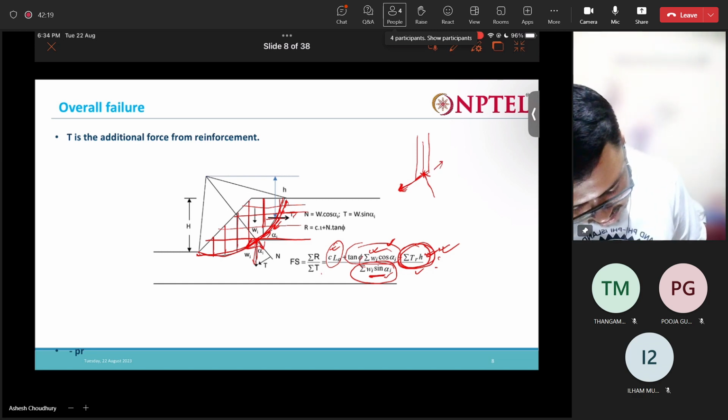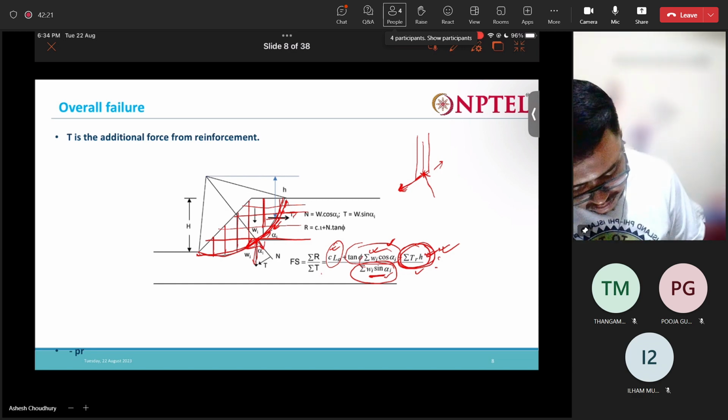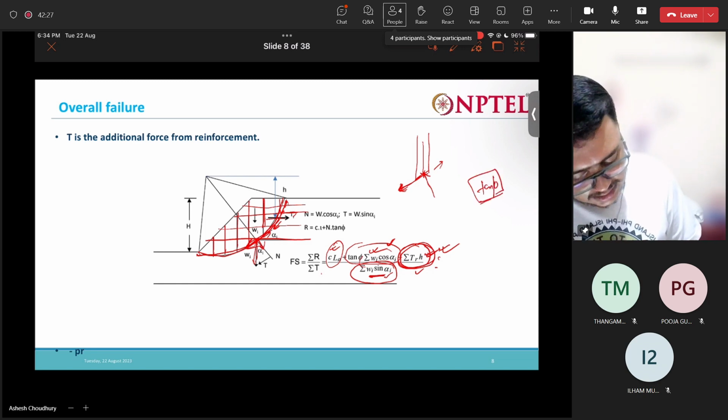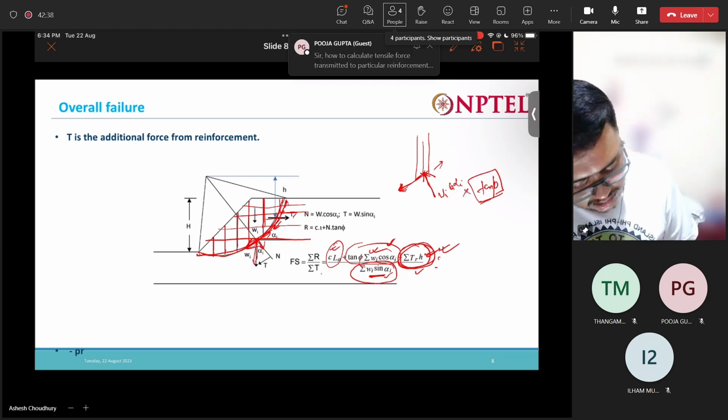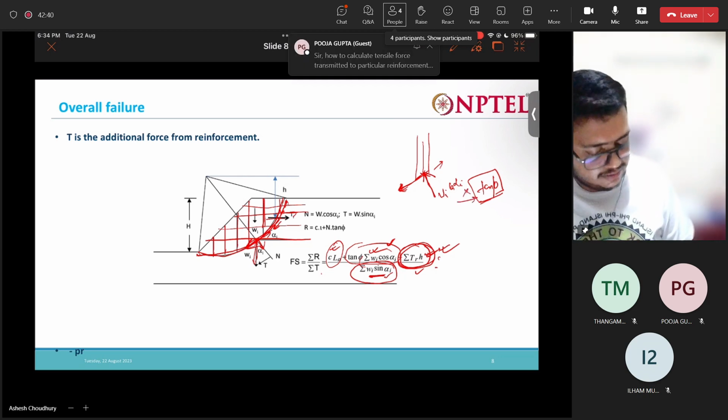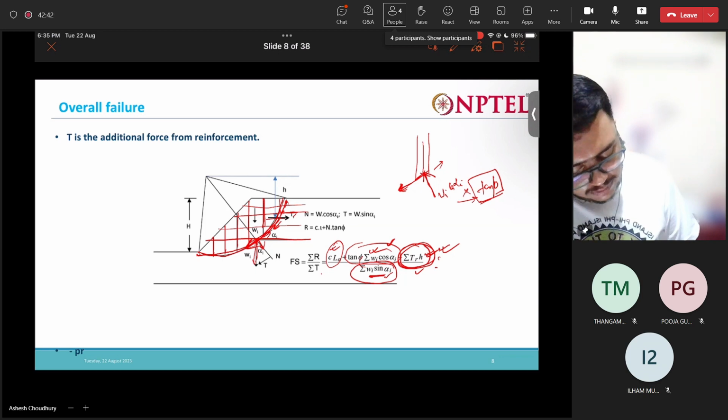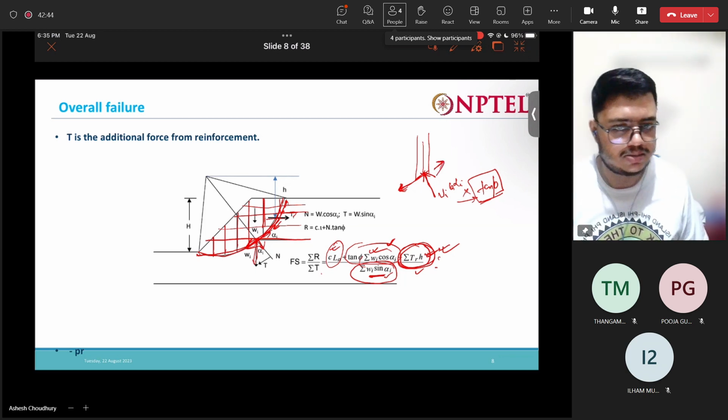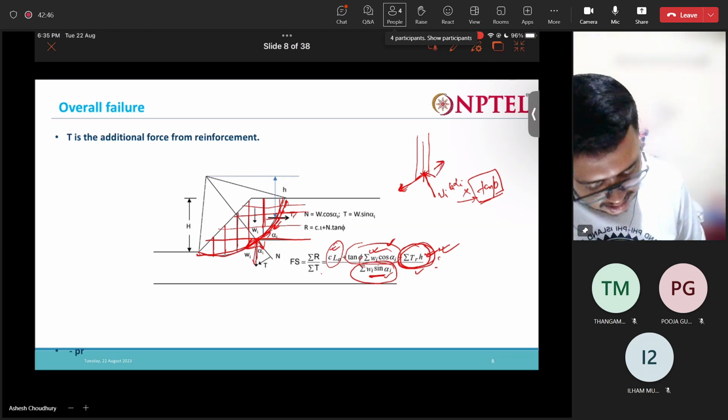And the other force is the shear force. The shear force is nothing but what? Tan phi means the friction. This friction coefficient into the normal force. The normal force is nothing but the cos component of the weight. This is nothing but Wi cos alpha into this tan phi. That will give the component of the shear resistance. Okay, understood?